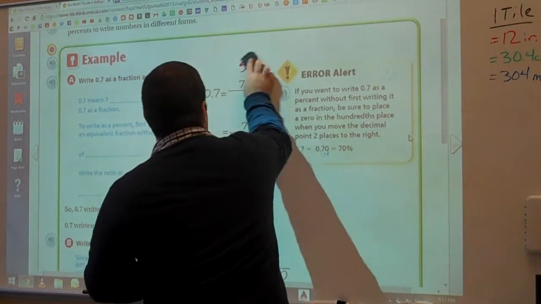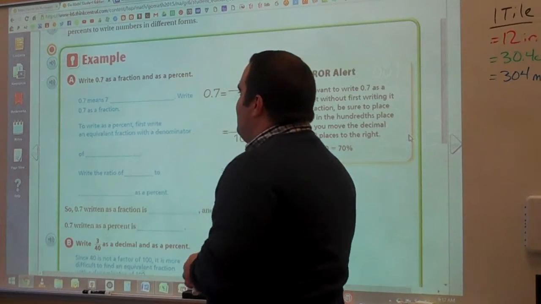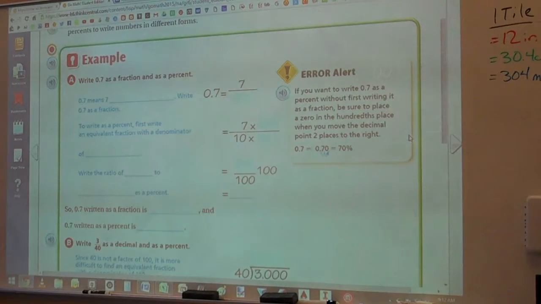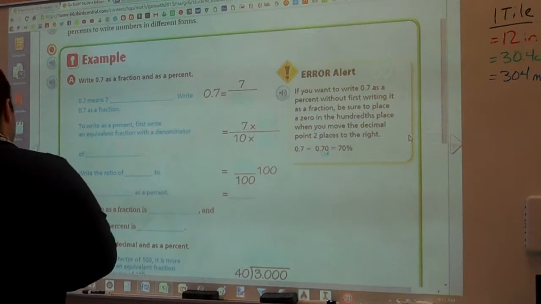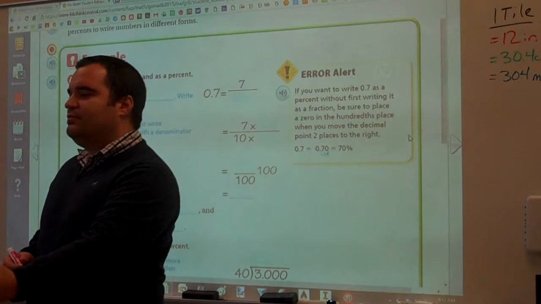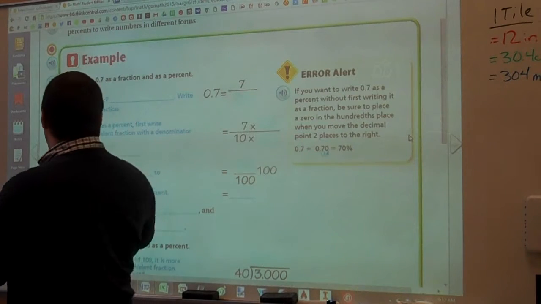Oh my goodness, look. Write 0.7 as a fraction and as a percent. You have to provide both answers to get credit. Oh boy. 0.7 means 7 what? How do you say 0.7? 7 tenths.